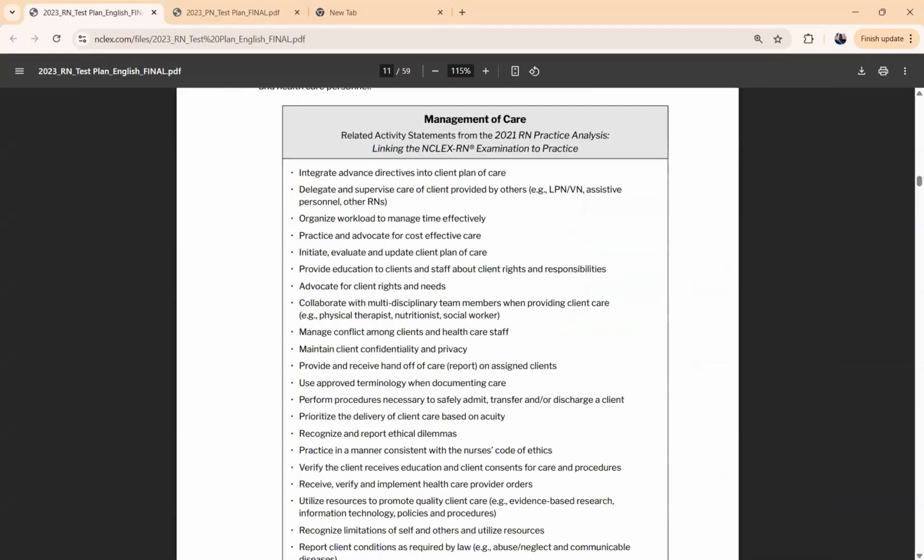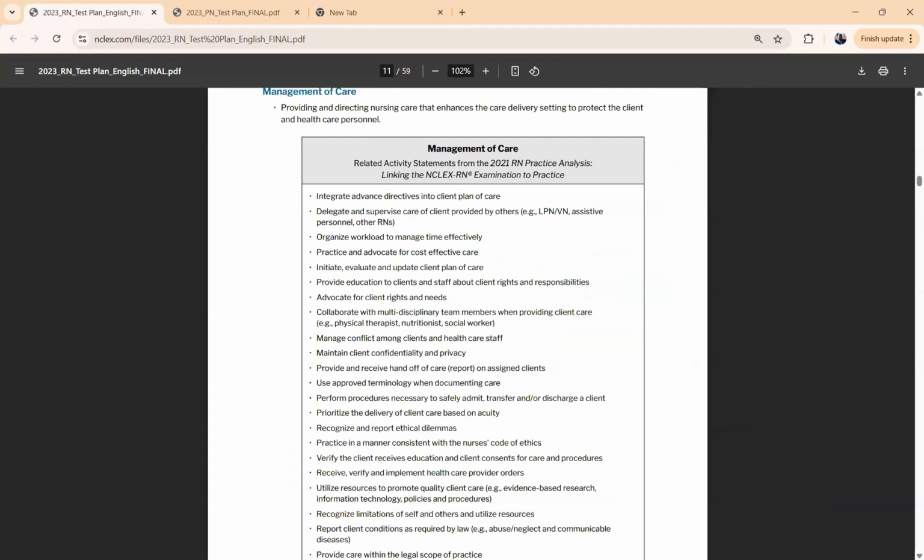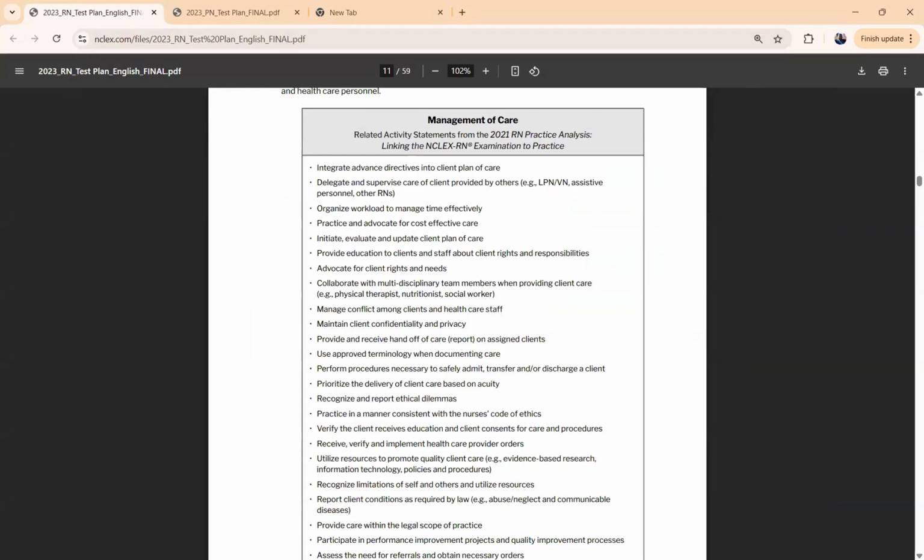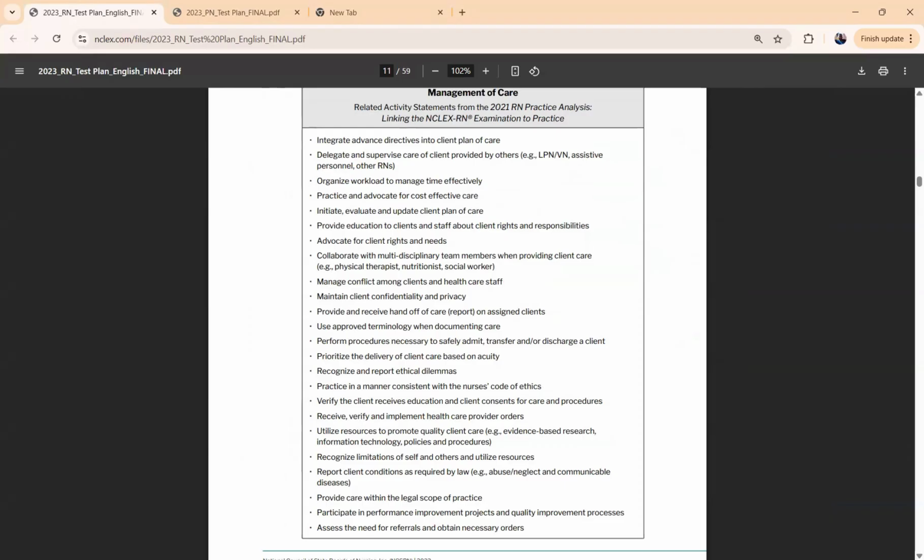You can see the content for management of care. We already know management of care is part of the category, client needs. Now, in order to be above the passing standard, you can see it right here. Look at the content NCLEX is testing. You can see all the content. Now, when you study all this content, it's not possible that you will be below the passing standard or even near the passing standard.